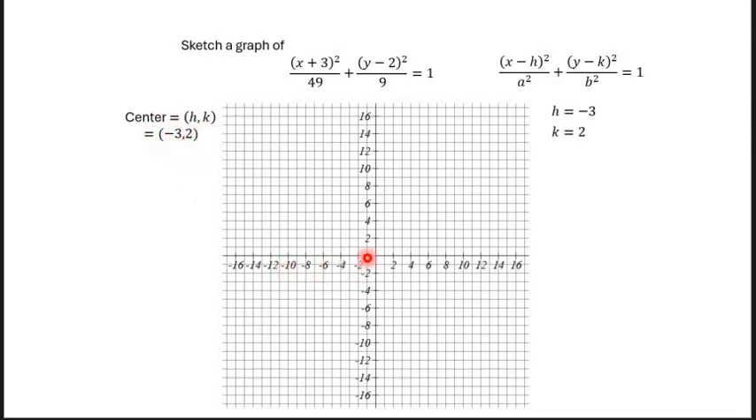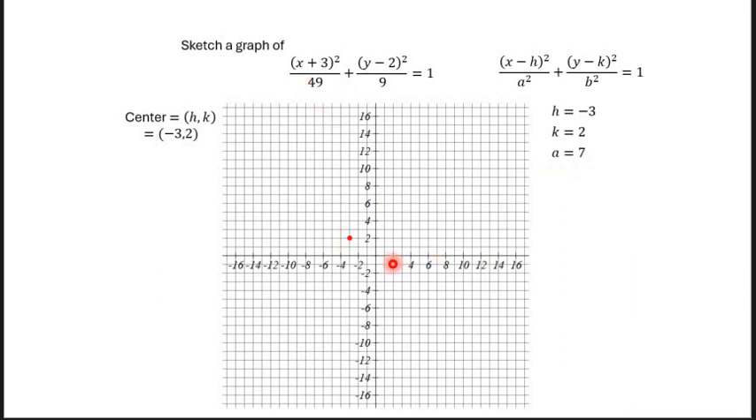So I'll plot that point, negative 3, 2. All right, once you've plotted the point negative 3, 2, now we need to know how far the vertices are from that central point. So that's where we have to find the value of a. A is always the square root of the bigger of the two denominators. So since 49 is bigger than 9, a is the square root of 49. So a is equal to 7.